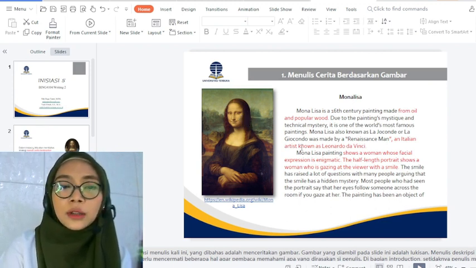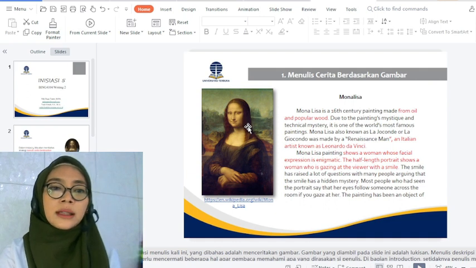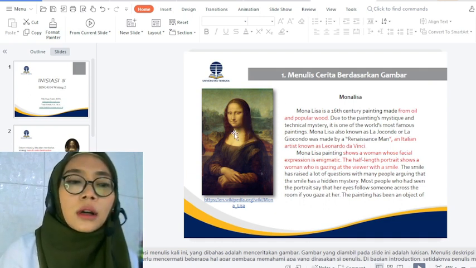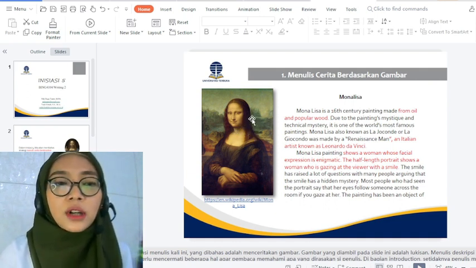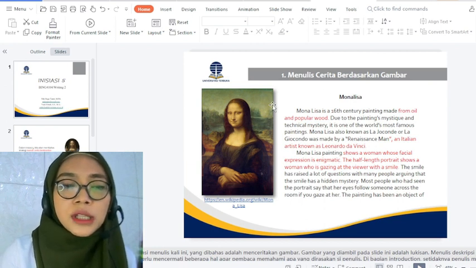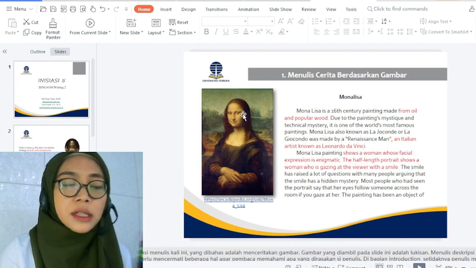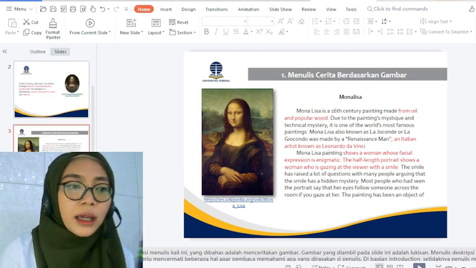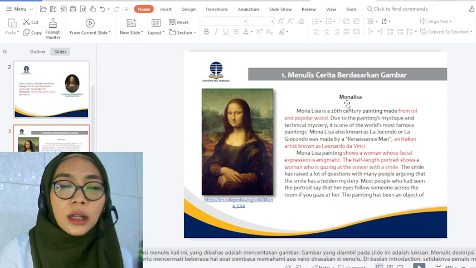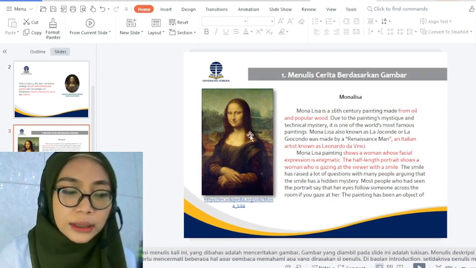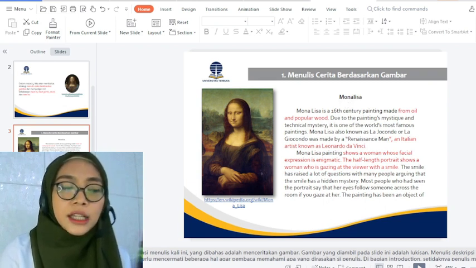And the second one, you can describe the expressions or the mimic of the picture that appears on the painting. So if you want to describe another picture, you should first tell and describe the physical appearance of the picture. You can learn more about this by reading the explanations.